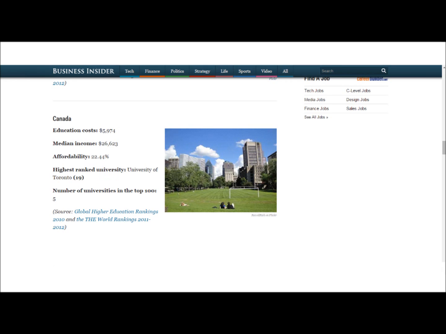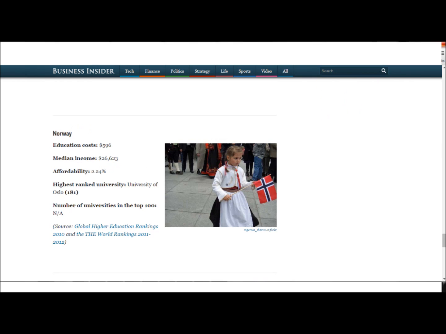Well, the income for Canada is almost the exact same as ours, but their average cost for education for the whole country is only a few dollars short from being $6,000. And then there's Norway. Business Insider said that some countries were left out of their list because their information was unavailable. Also, that list was based on information gathered back in 2010, so some of those numbers have probably changed.